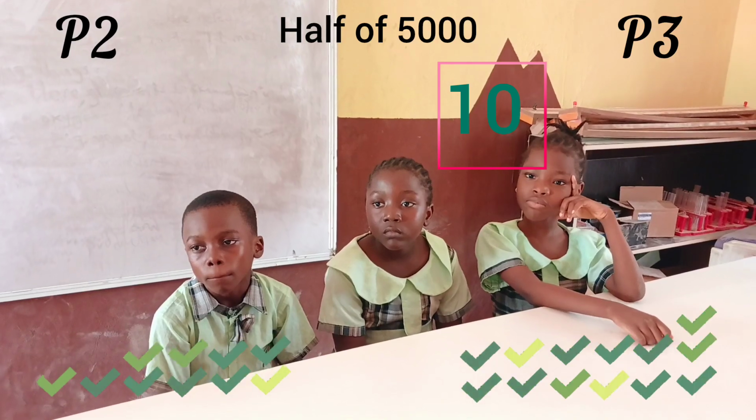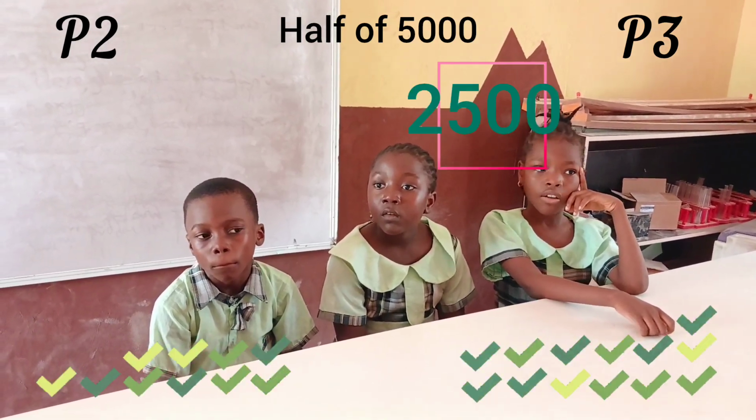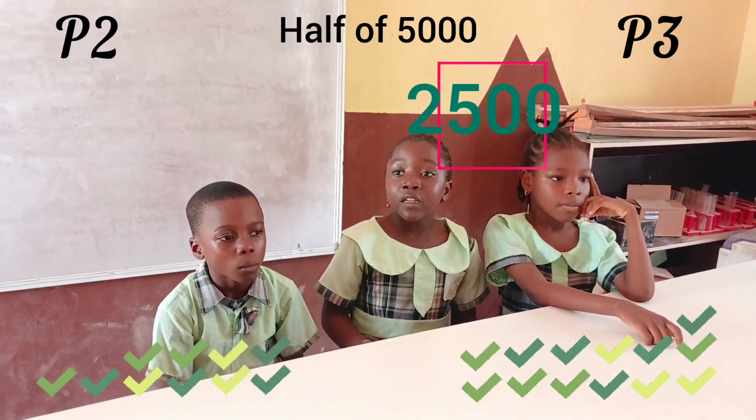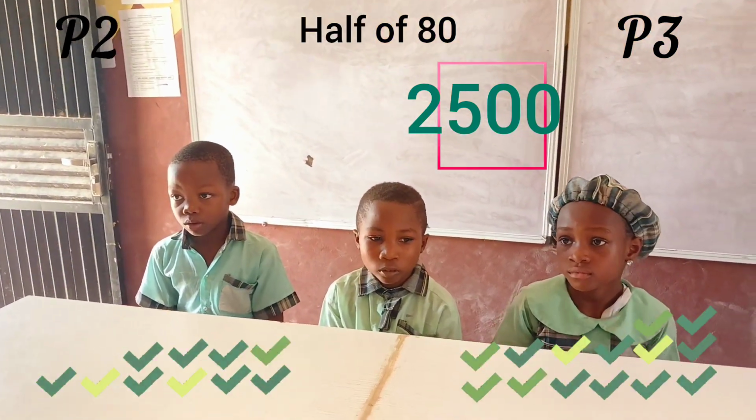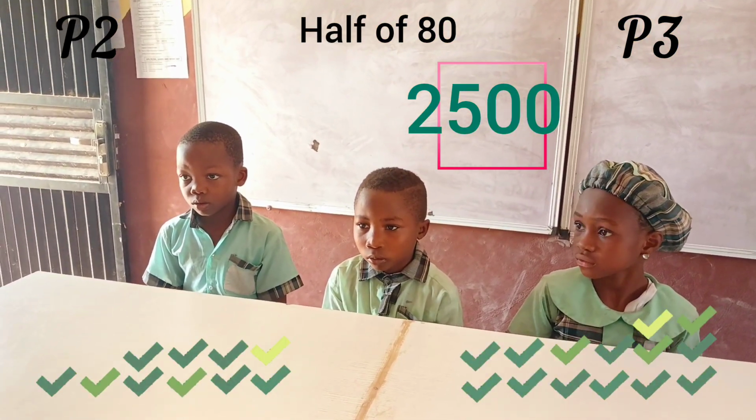What is the half of 5,000? Half of 5,000? 2,700. That is correct. Question. What is the half of 80?